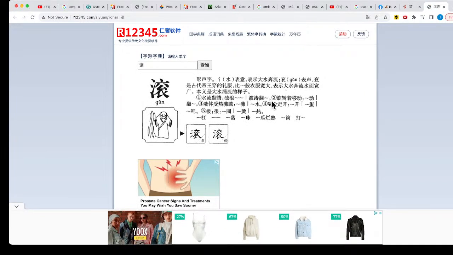Now this one. Basically water on the left hand side, and then on the right hand side is the character 衮. This 衮 is the formal robe that the emperors wear. So basically it's kings' and emperors' formal clothing. And those clothings are often very big. So this is used to mean it's big and rolling, that kind of thing. So this is one.